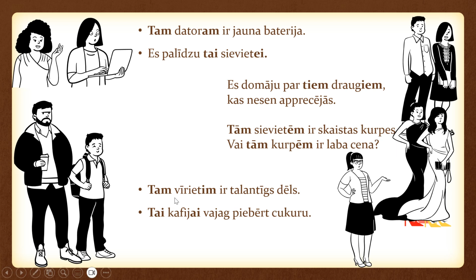And masculine forms. Tam vīrietim ir talantīgs dēls. That man has a talented son. Tai kafijai vajag piebērt cukuru. So we need to add sugar to that coffee. And those are the dative forms.